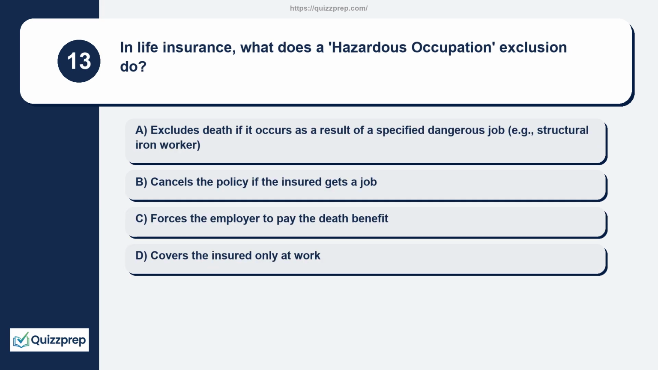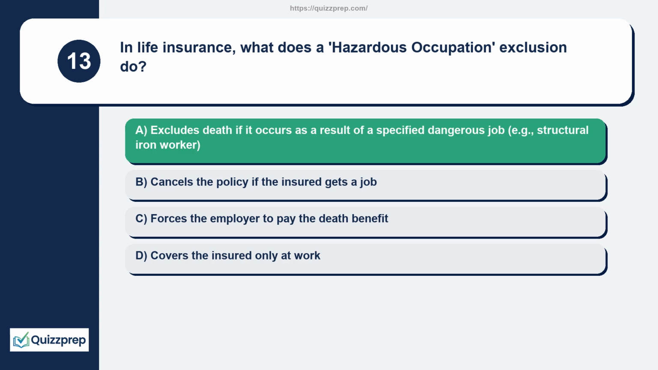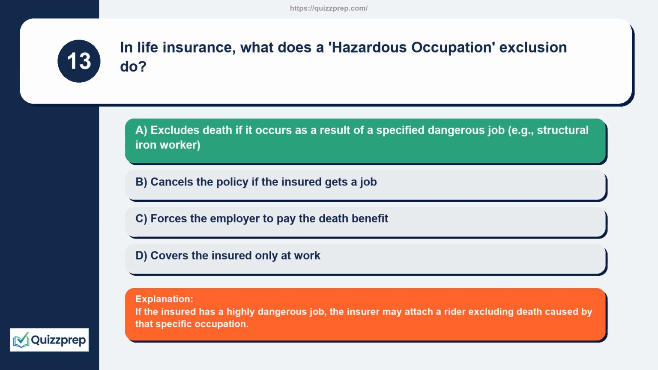Question 13. In life insurance, what does a hazardous occupation exclusion do? Excludes death if it occurs as a result of a specified dangerous job, for example, structural iron worker. Cancels the policy if the insured gets a job. Forces the employer to pay the death benefit. Covers the insured only at work. If the insured has a highly dangerous job, the insurer may attach a rider excluding death caused by that specific occupation.